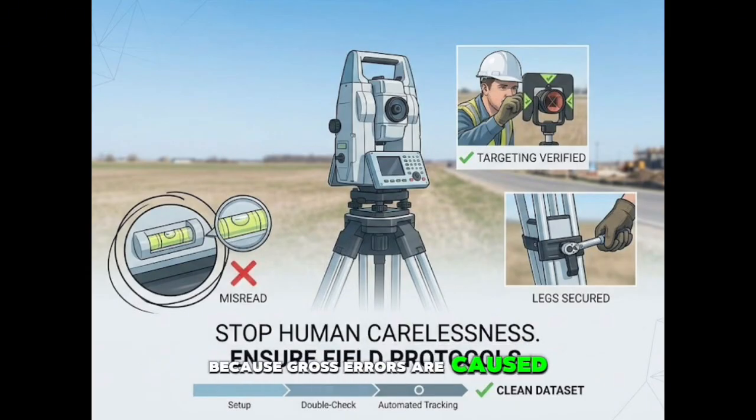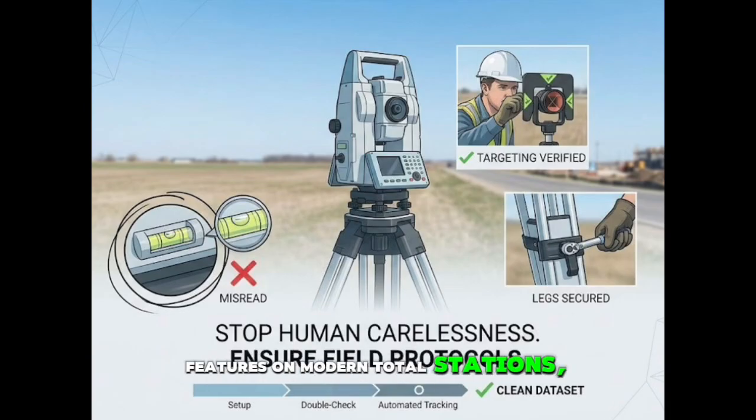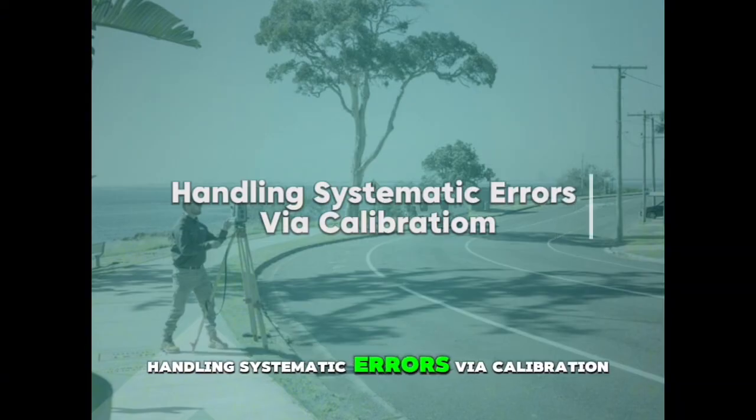Because gross errors are caused by human carelessness, such as misreading a leveling bubble, targeting the wrong prism reflector, or forgetting to tighten the tripod legs, they do not represent the actual physical geography of the land. Instead, they represent a failure of the field crew's quality control. Therefore, through strict adherence to rigorous field protocols, double-checking our instrument setups, and utilizing automated target recognition features on modern total stations, we ensure that these blunders are caught, flagged, and completely removed from our data before we ever begin our final network adjustment.